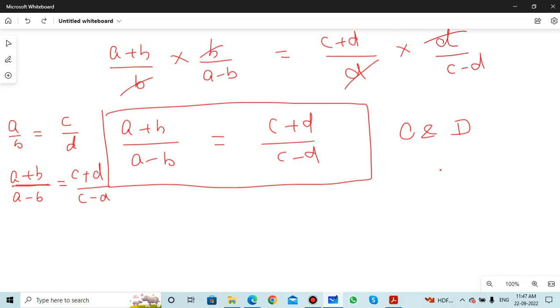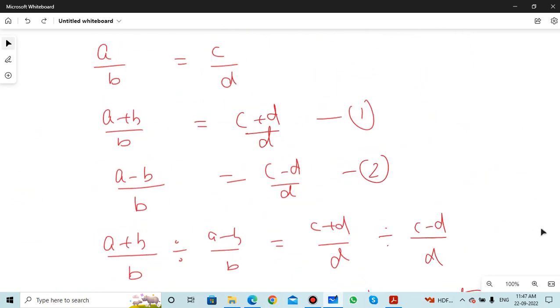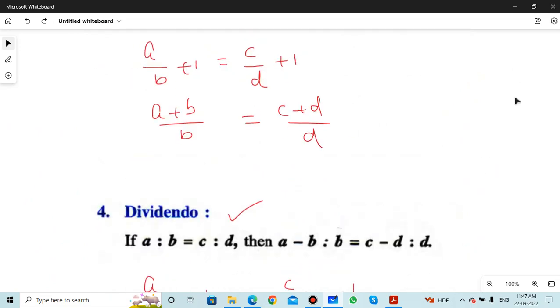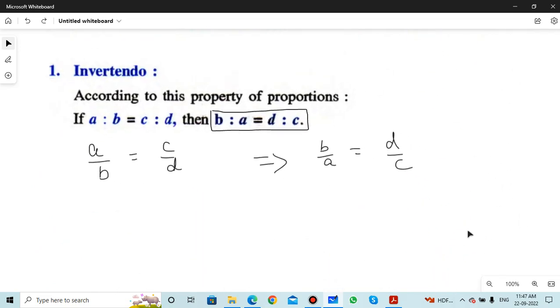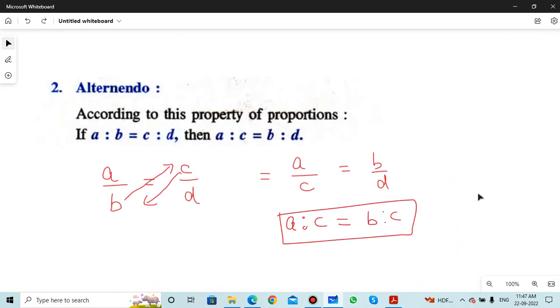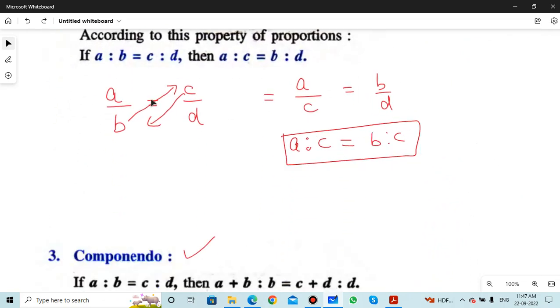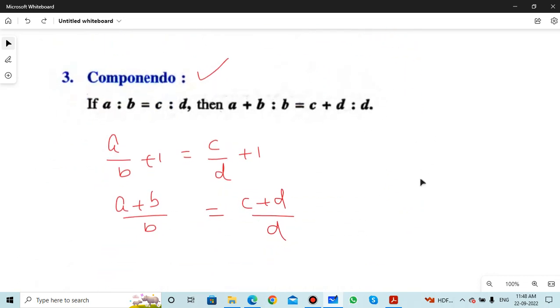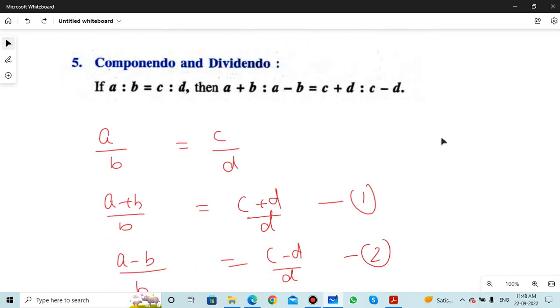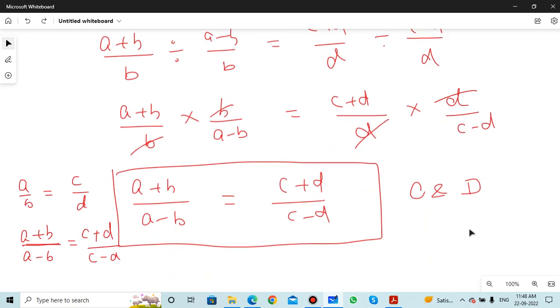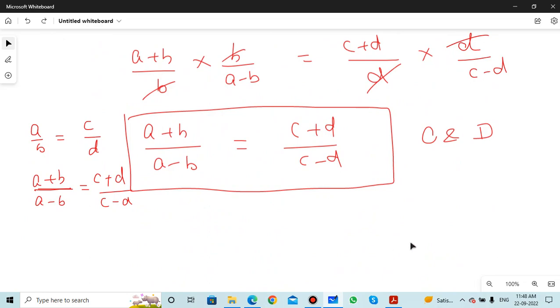So remember, these are the properties that we have. The first one was invertendo, inverting both sides. Alternando, making the changes, making this A upon C and B upon D. Componendo, adding to both sides. Dividendo, subtracting from both sides. And componendo and dividendo together will give you this one here.